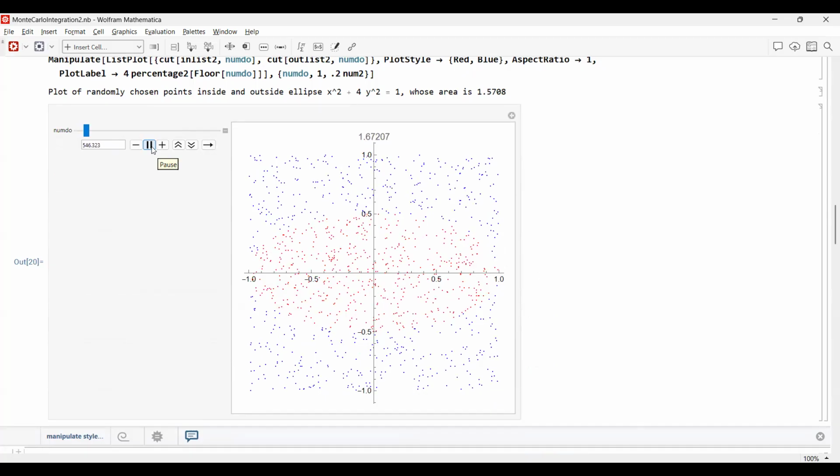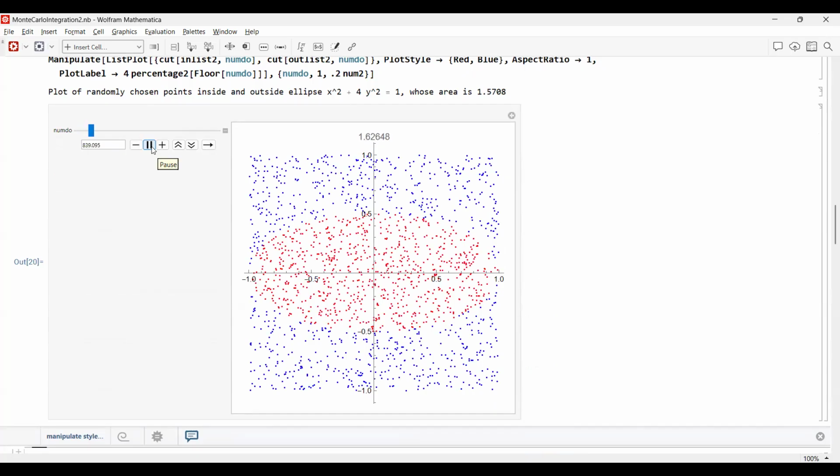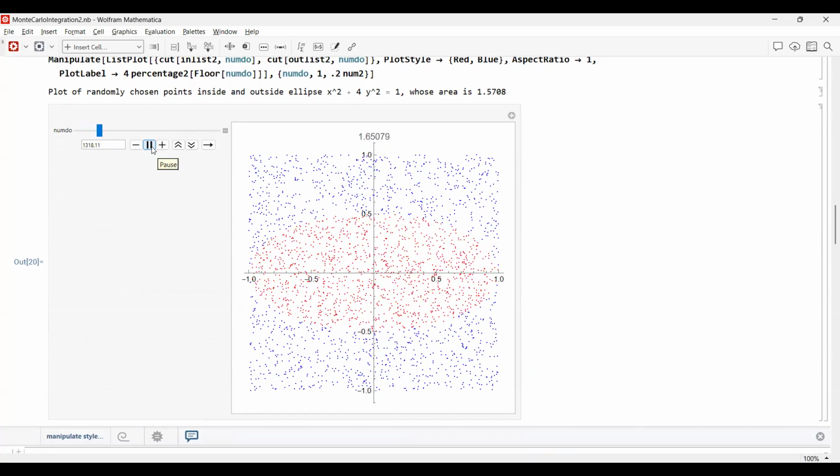And so if it's x squared plus 4y squared, a is 1, and b would be 1/2. So pi ab would be pi over 2. Yeah, around 1.6 is not a bad estimate for pi over 2.